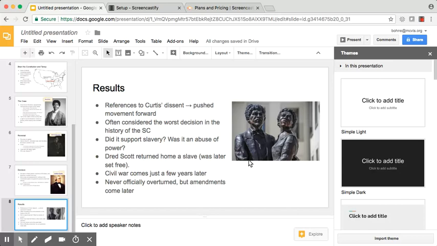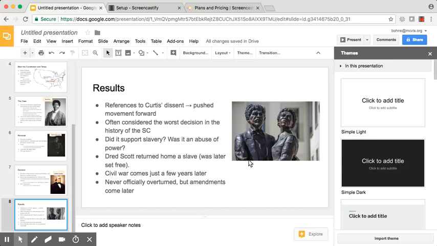If you read what our founding fathers wrote, read the Federalist Papers, I always cite that. They sort of referred to the Supreme Court will make mistakes, but it's possible that then the U.S. can fix those mistakes. And this case would be an example of that. Dred Scott did return home a slave. He was later set free later in his life. The Civil War comes a few years later. This was never officially overturned, but amendments did come later.